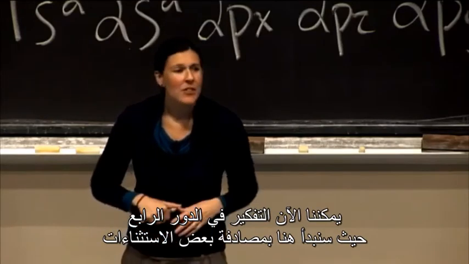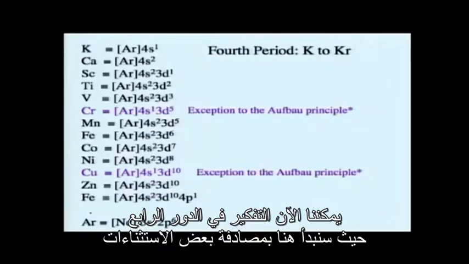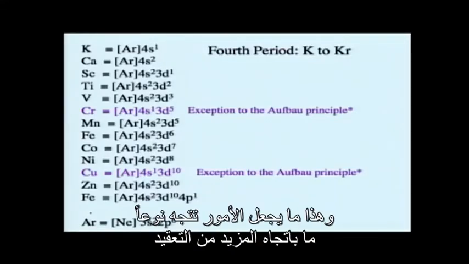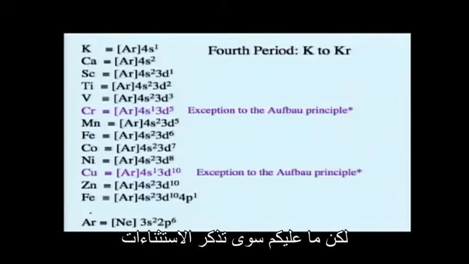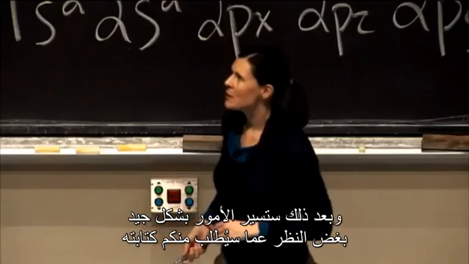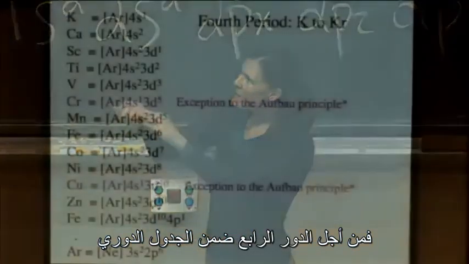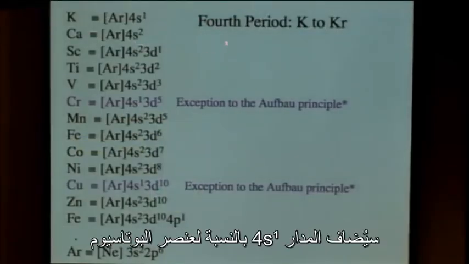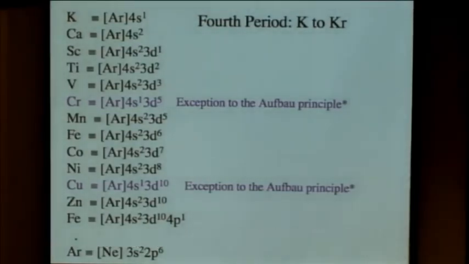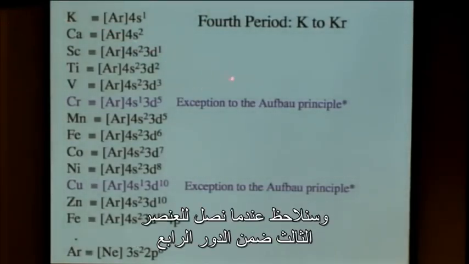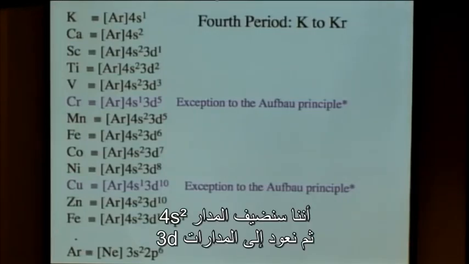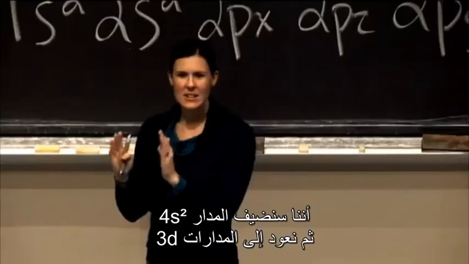Now we can think about the fourth period, and the fourth period is where we start to run into some exceptions. This is where things get a teeny bit more complicated, but you just need to remember the exceptions, and then you should be okay no matter what you're asked to write. For the fourth period, we're into the 4s1 for potassium here, and when we get to the third element in the fourth period, we go 4s2, and then we're back to the 3d's.